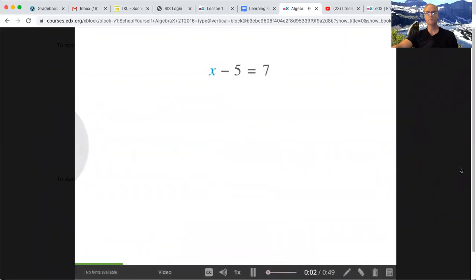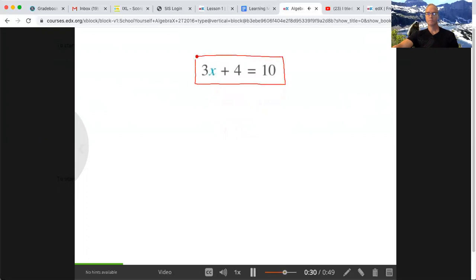Okay, let's add 5 to both sides. On the left, we have x minus 5, then plus 5. Subtracting and adding 5 cancel out, leaving us with just x on the left. So nicely done. And on the right side, we have 7 plus 5, which is 12. So by adding 5 to both sides of this equation, you solved for x. It's 12.